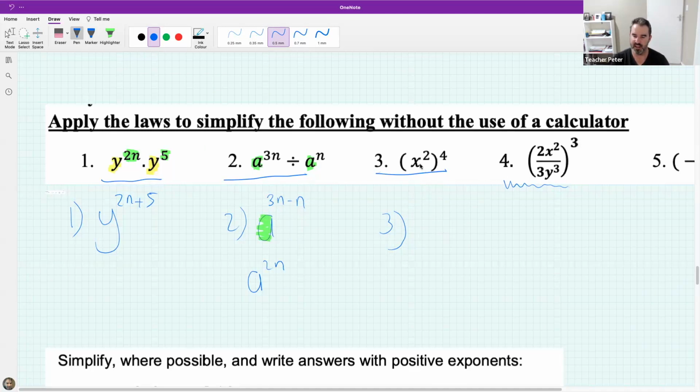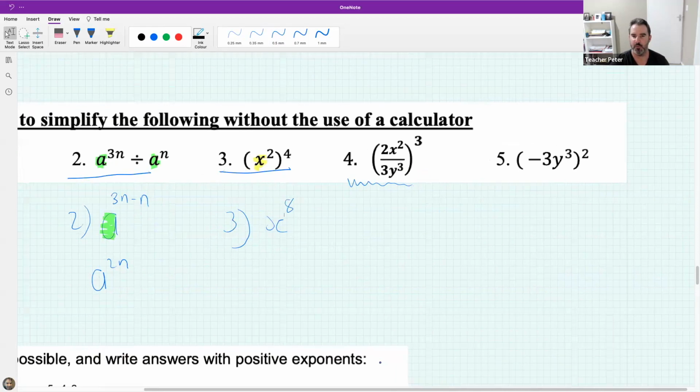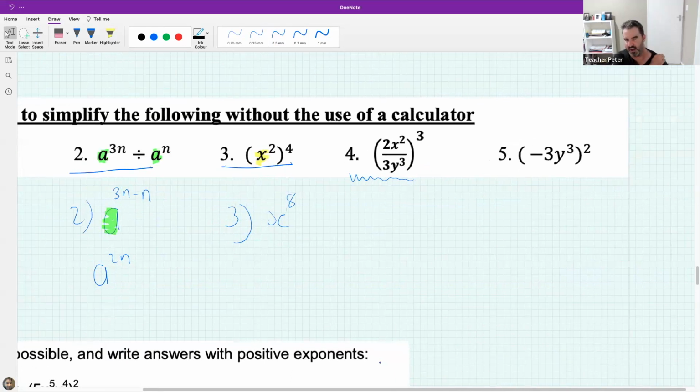Okay, what about number 3? Number 3 has one base to rule them all. But what are we going to get for our answer there? Yeah, so this is law 3, you multiply the powers and you get x to the 8. So the 2 times the 4. All right, let's try and do number 4 and 5.